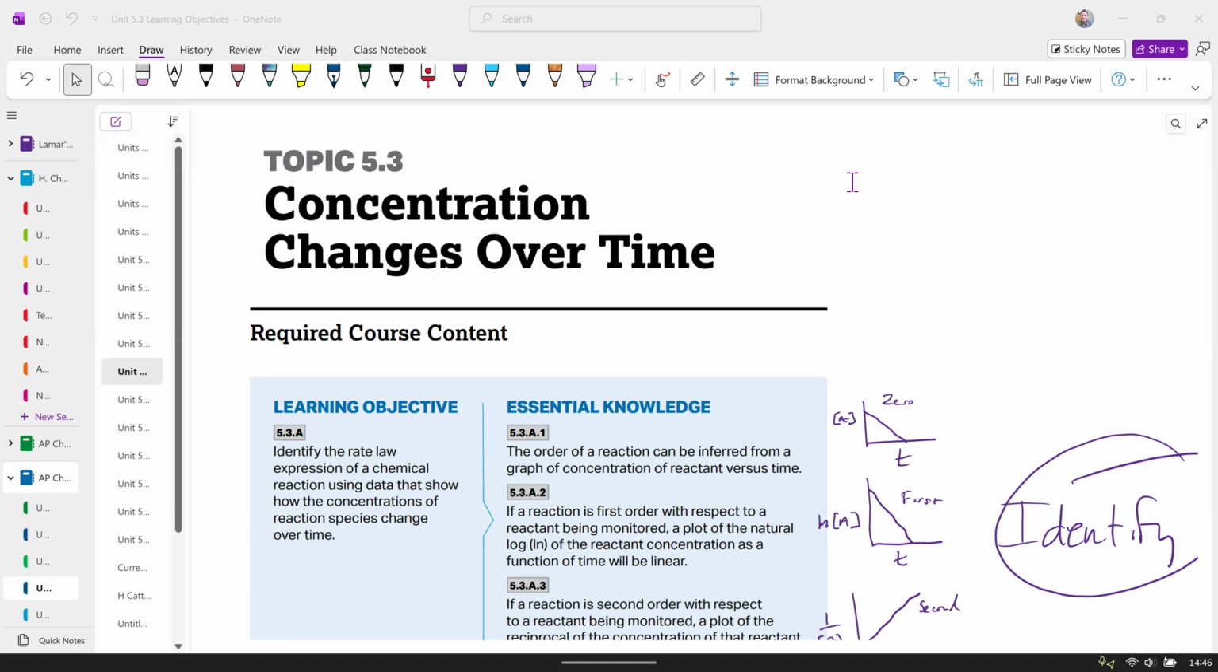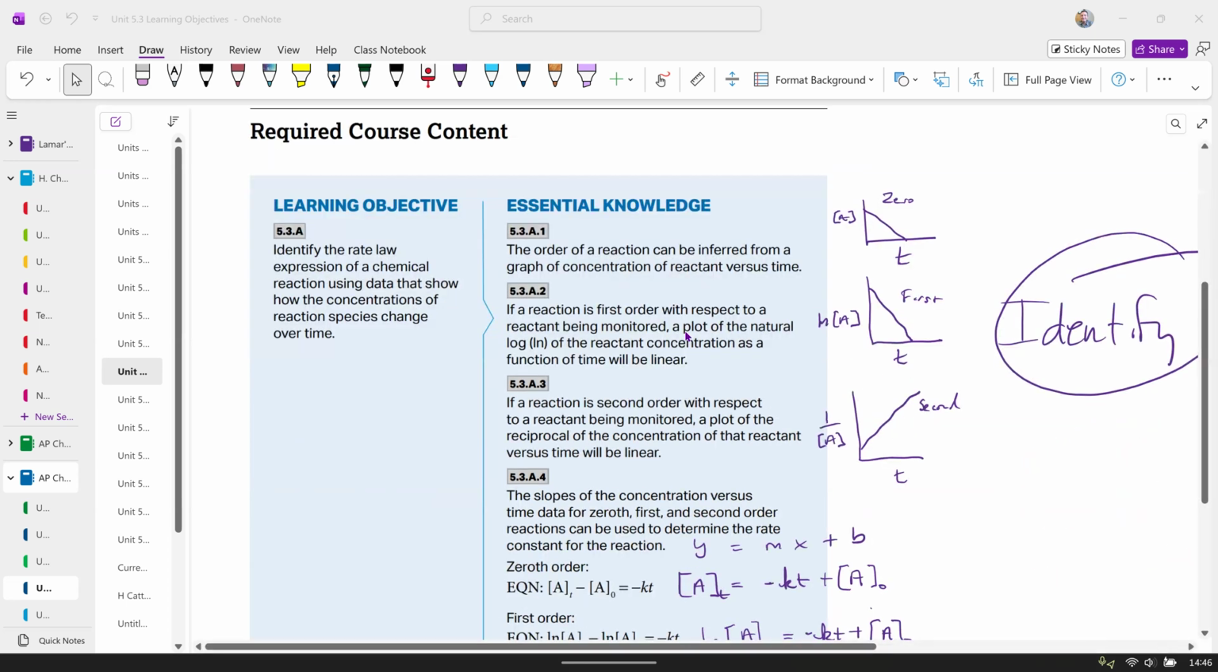We're looking at AP topic 5.3, or unit 5.3, concentration changes over time. And our learning objective is to pay attention to this verb: identify the rate law expression of a chemical reaction using data that show how the concentration of reaction species change over time.